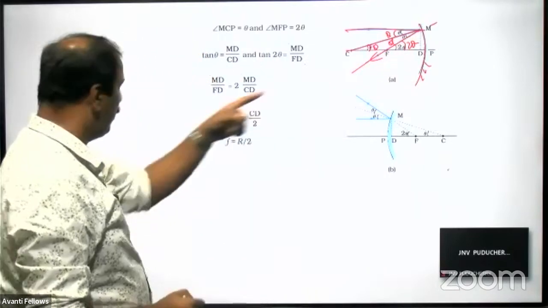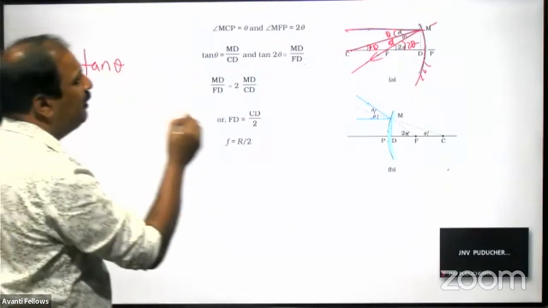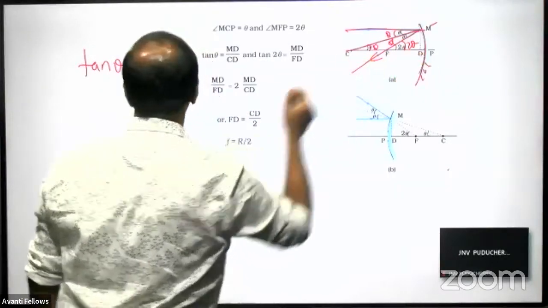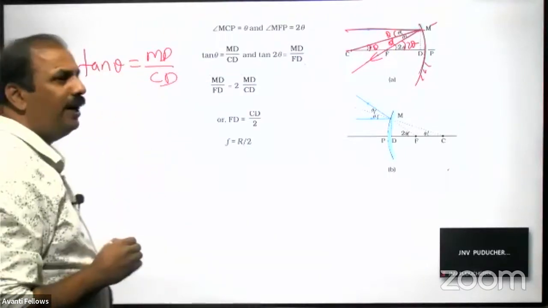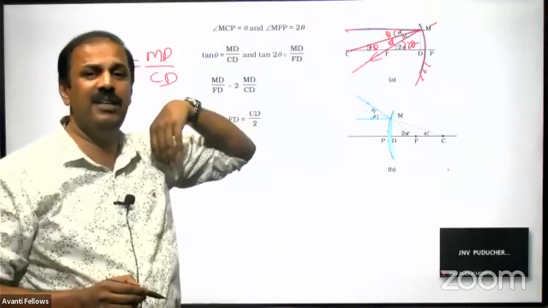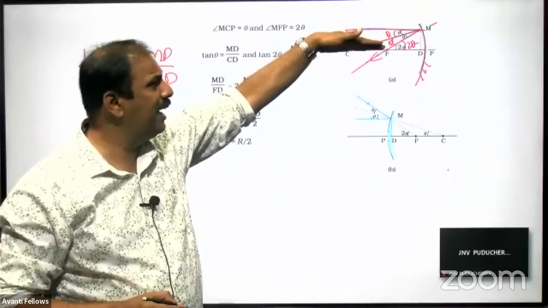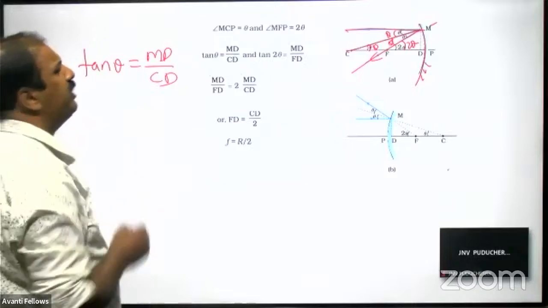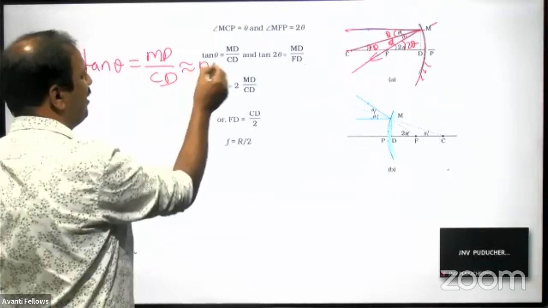So you see here from the diagram, if you take tan theta, this is the angle theta. So tan theta will be MD divided by CD. That will be MD by CD. And you know that for small angles, you will always take all these lines as paraxial lines. Paraxial lines means the lines parallel to the principal axis and very close to it. So this angle will be very small. So tan theta is equal to MD by CD, which is approximately equal to theta itself.